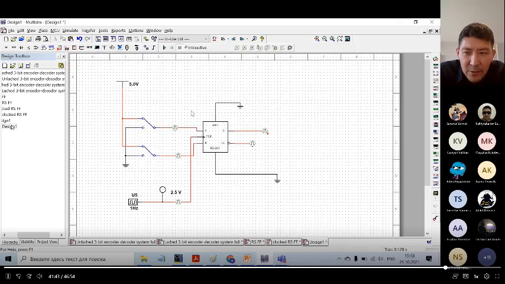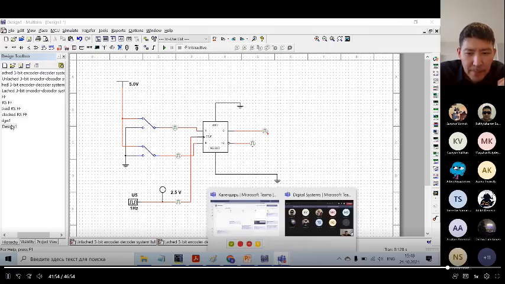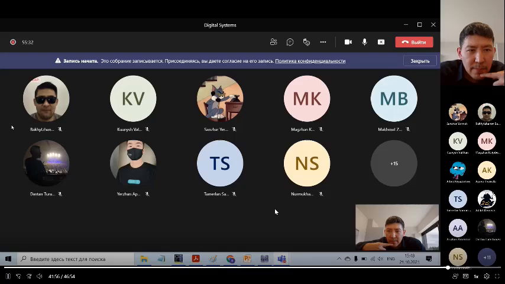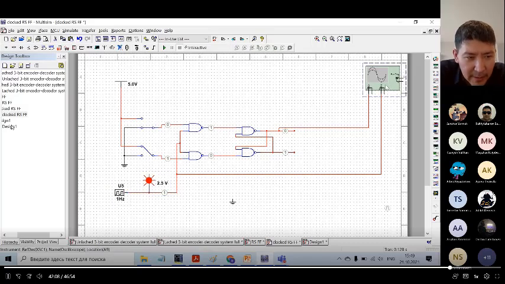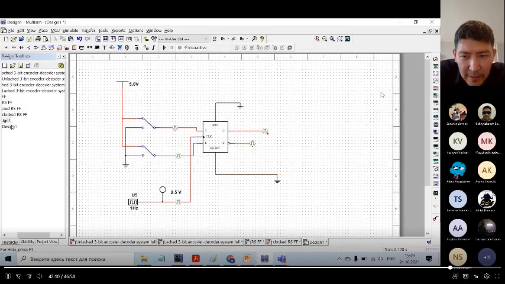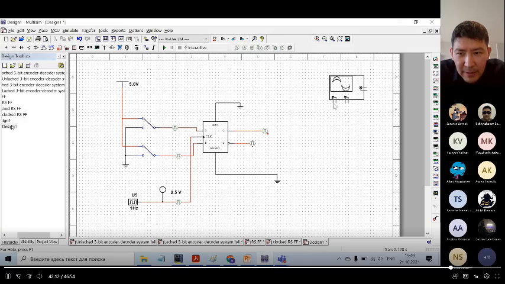So can you see? Is it okay? Guys? Are you here? Yes, we can see. Okay, so let's add the oscilloscope and check this. It is a clocked RS flip-flop.